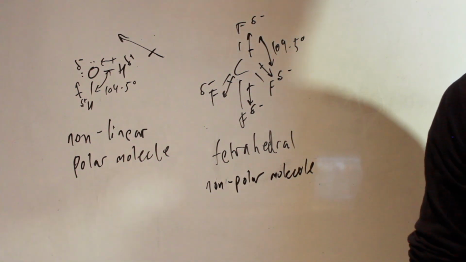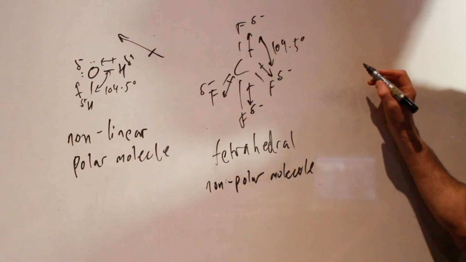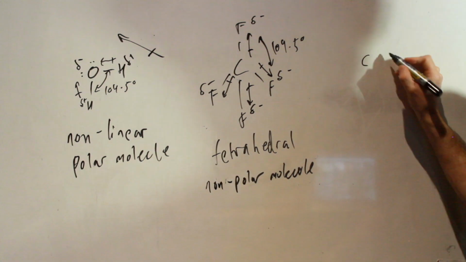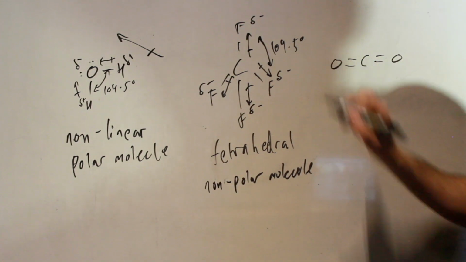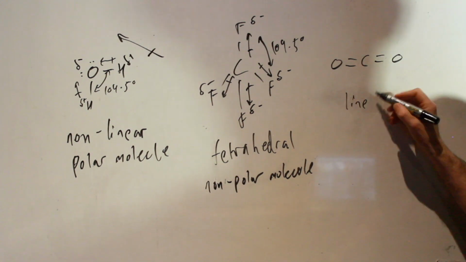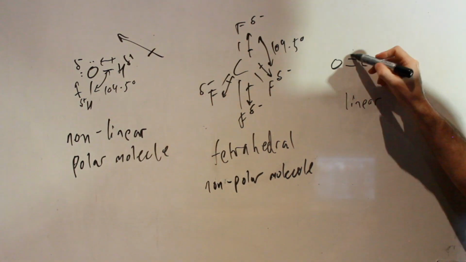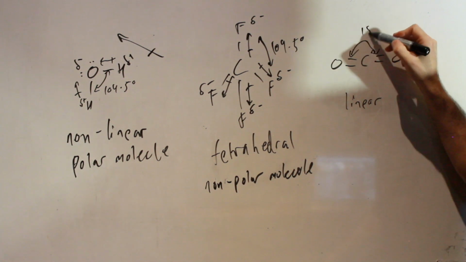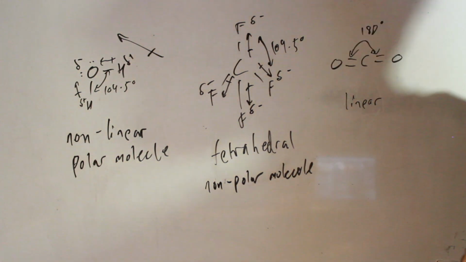Let us keep going. CO2 was the next one. I'm going to squeeze CO2 in here. CO2 is going to be a linear molecule because the carbon has no lone pairs of electrons. If it's linear, it's going to be a straight line, 180 degrees.